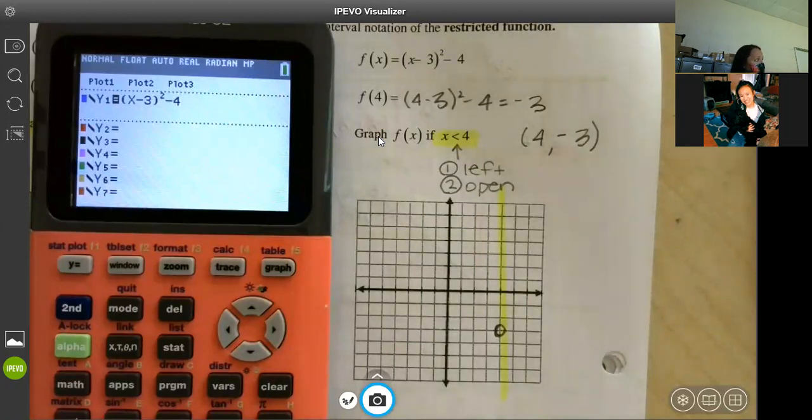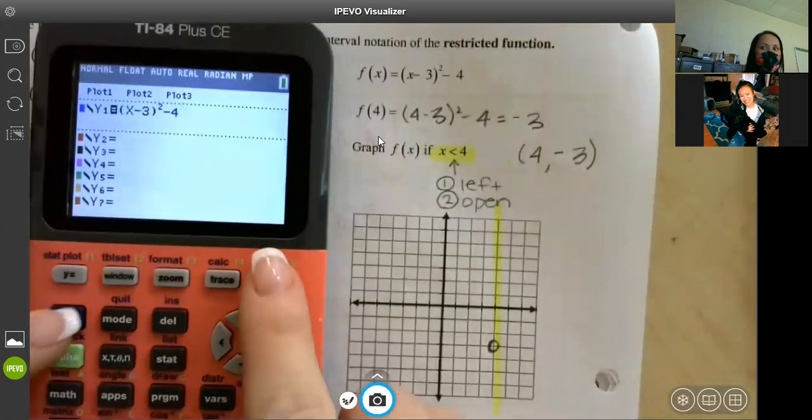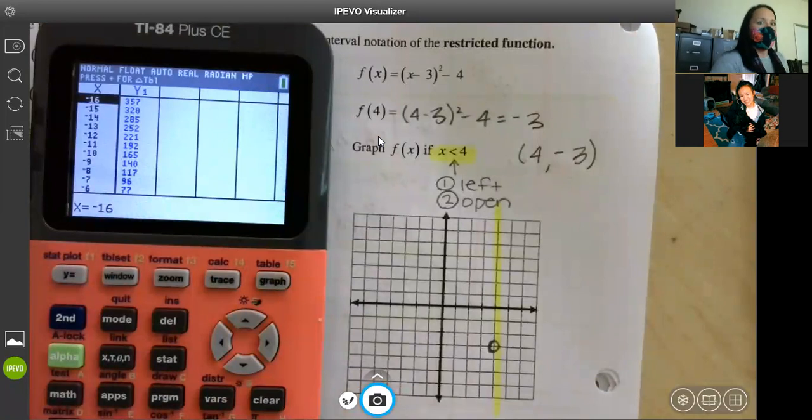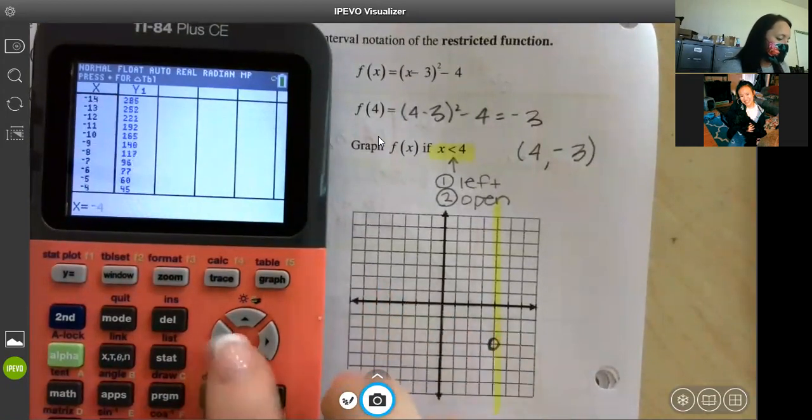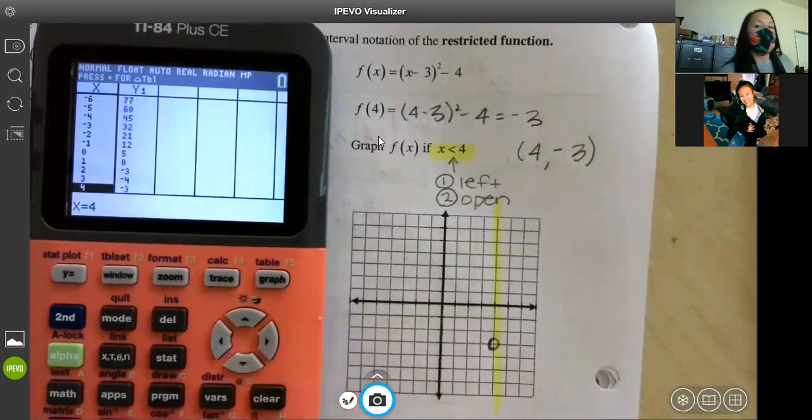So again, we're going to go to y equals and we're going to put that function in. And then I'm going to go to my table. So that's second graph. And my table is ridiculous right now, so I'm going to go back down to where it's a little bit different. I'm going to start at my boundary point, which was 4, -3.